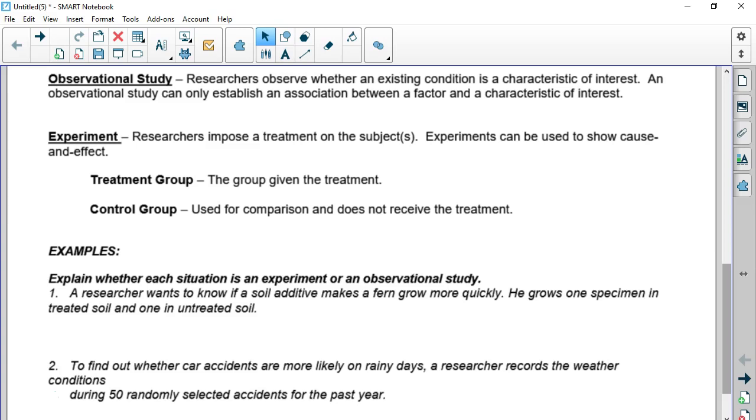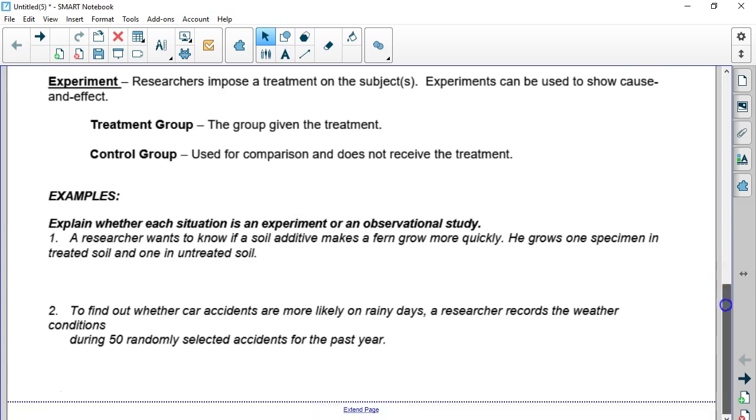The treatment group is given the treatment. And the control group is not. They don't receive the treatment. Okay? So a lot of times it's done with medication, and the treatment group is given the medicine, and the control group is given a placebo or a sugar pill, and you see if it really has an effect. Okay, examples.